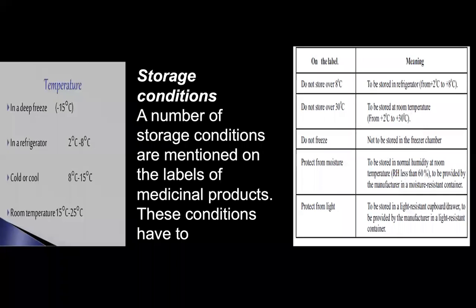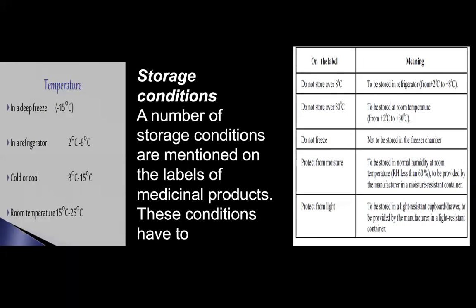But outside that, on the label, there are different requirements written. First, there can be how to administer the dose, then the dose regimen. But more than that, it is written how the drugs are stored. You can see in the labels the temperature at which these drugs have to be stored, kept in a pharmacy. A number of storage conditions are mentioned on the labels of medicinal products.